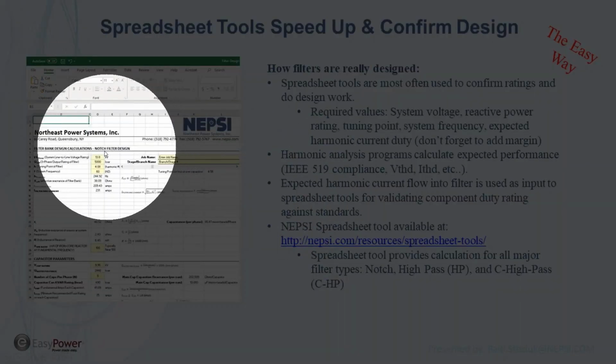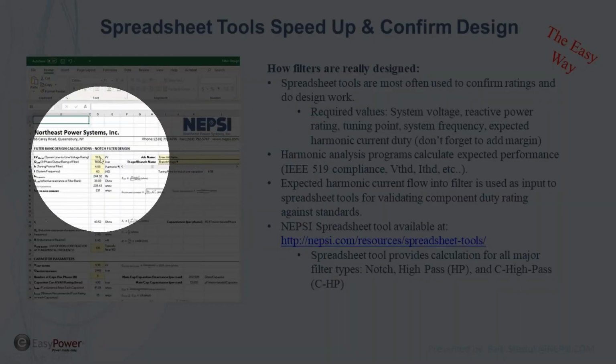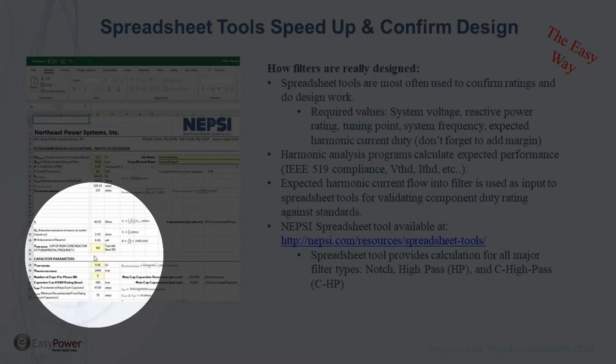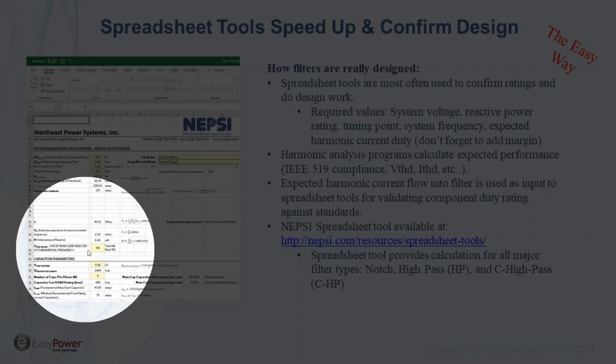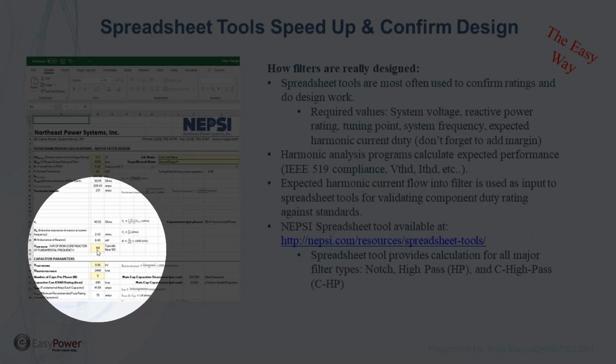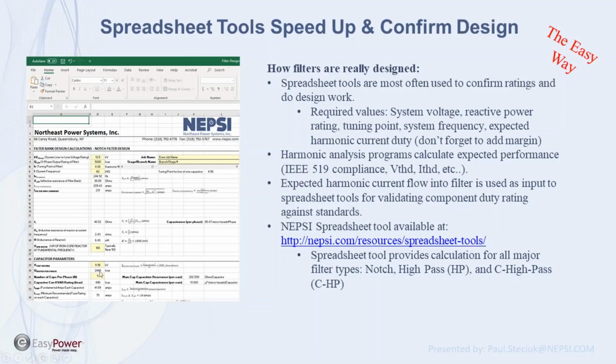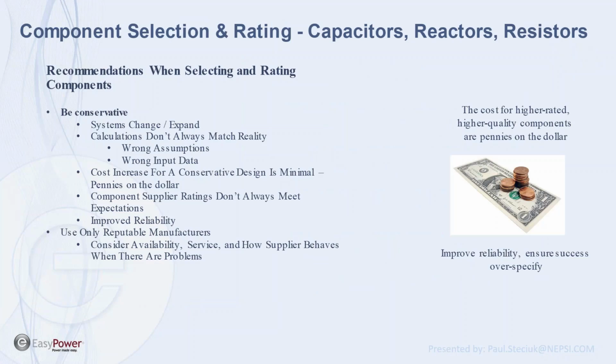So again, the spreadsheet tool is here. To design a harmonic filter is really just these yellow values here: voltage, megavars or kvar, tuning point, system frequency, X over R of the reactor. Just assume 100 because that's what it typically is. You pick a capacitor voltage, and then from there we're checking the parameters. Do our parameters meet the industry specification for that element? And we're going to talk about that component selection and rating. We're going to talk about capacitors, reactors, and resistors.